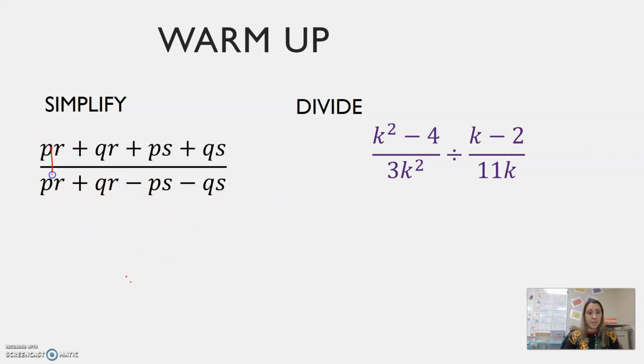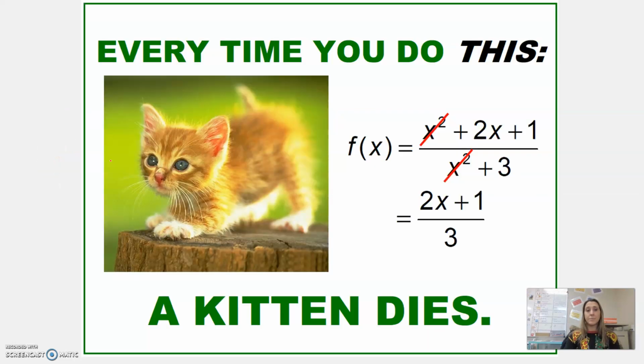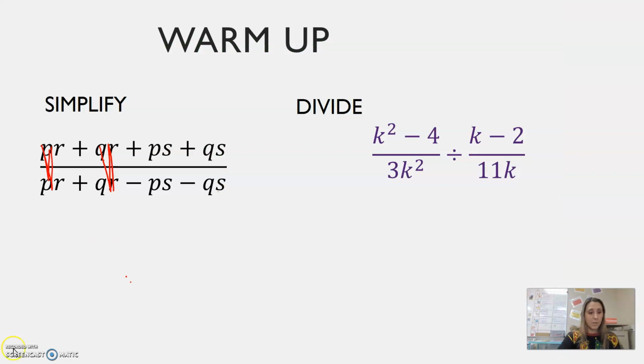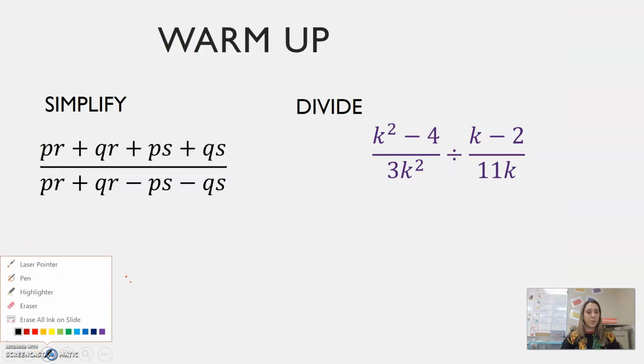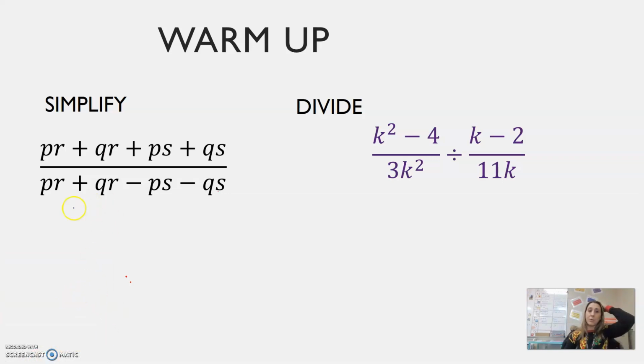If you did this right here and you did this right here, you killed a cat. We've talked about this. We don't want to be killing kittens. You have to factor. We cannot do that. So what we're going to do is factor by grouping, because there's 4 terms for both of these. So I'm going to make a box.